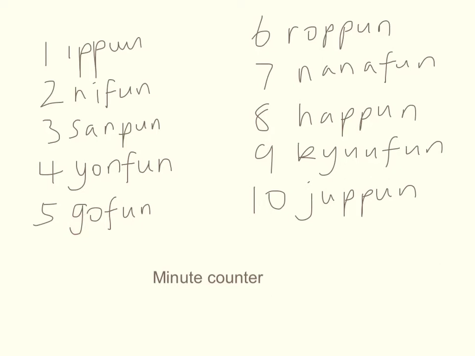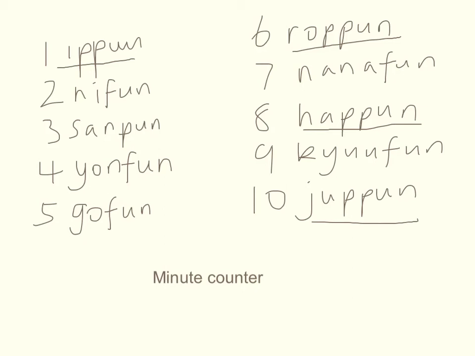There are some exceptions though. Don't say ichi pun, you say ippun. So I'll underline that one. You don't say roku pun, you say roppun. So I'll underline that one. You don't say hachipun, you say happun. And are there any others, Misato? I think that's... Oh yeah, you don't say jupun, you say juppun. So they're the exceptions. So make sure you get those ones right.